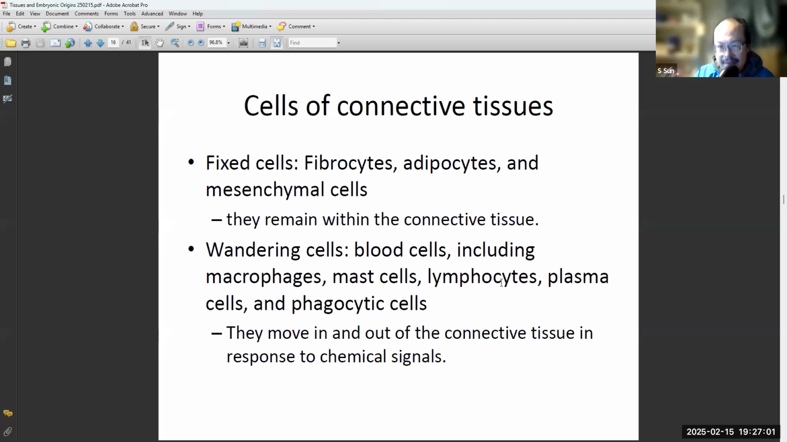One is called fixed cell. Those fixed cells are the ones that stay in the tissue. They cannot move away. They will get stuck in the tissue, in the matrix. Another group is called wandering cells. These can move in and out of the connective tissue. So the fixed ones are called fibrocyte or fibroblast. We will look into that.